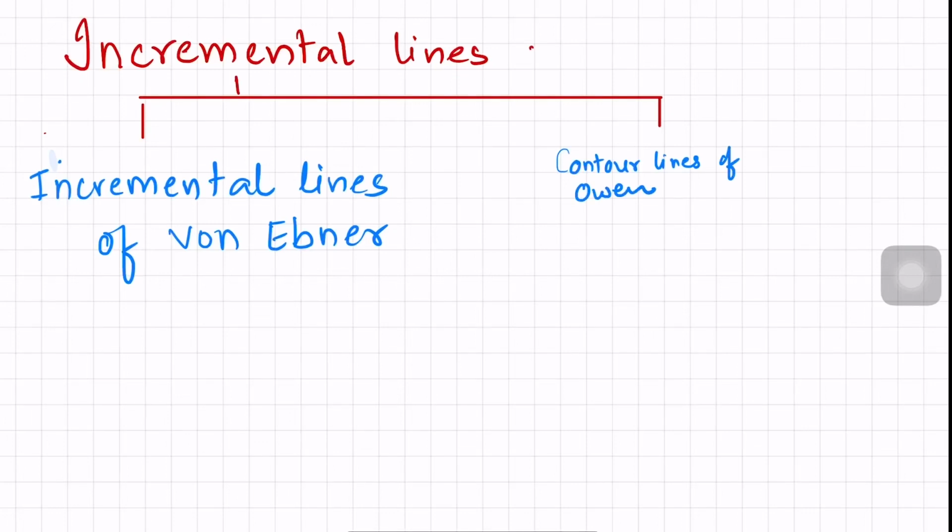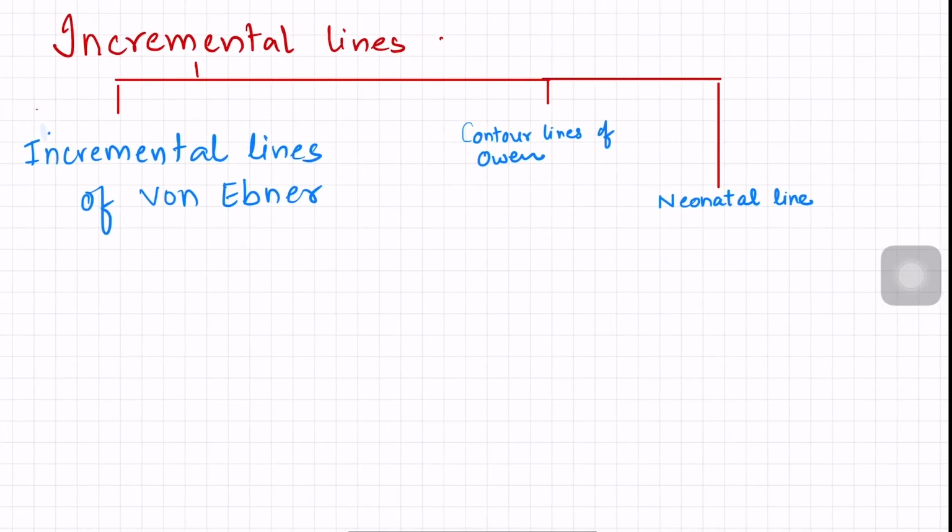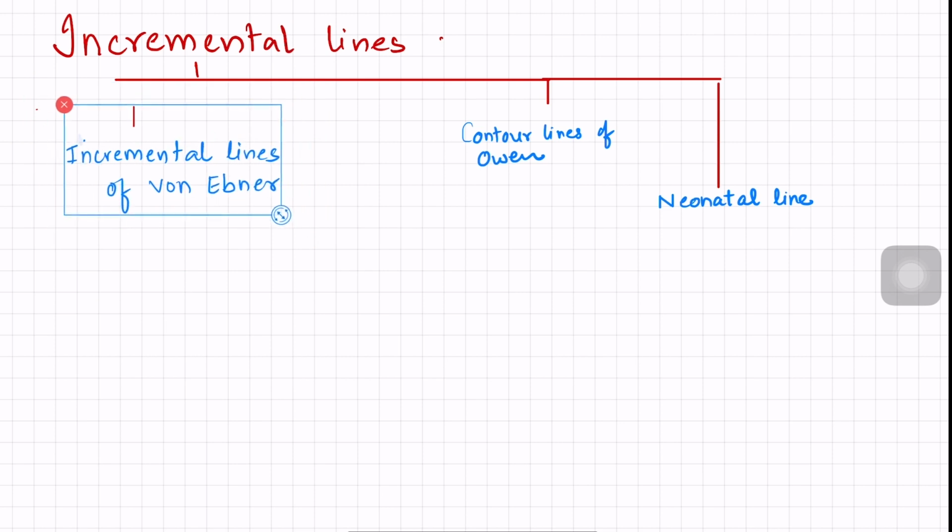Incremental lines in dentine. There are three types of incremental lines in dentine. First is the incremental lines of von Ebner, second is contour lines of Owen, and third is the neonatal line of dentine. So like enamel, dentine is also deposited in a rhythmic form. We'll just see how these incremental lines are deposited.